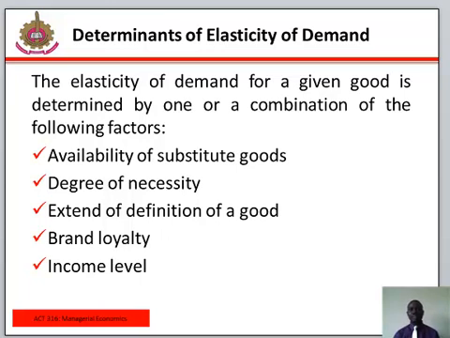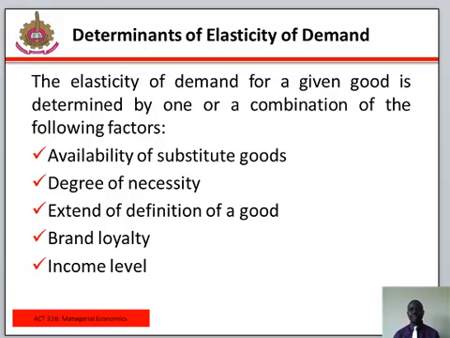The second one is degree of necessity. The greater the necessity for a good, the lower the elasticity. Consumers will attempt to buy necessary products regardless of the price. Luxury products, on the other hand, tend to have great elasticity of demand. However, some goods that initially have a low degree of necessity are habit-forming and can become necessary to consumers, e.g. coffee and cigarettes.